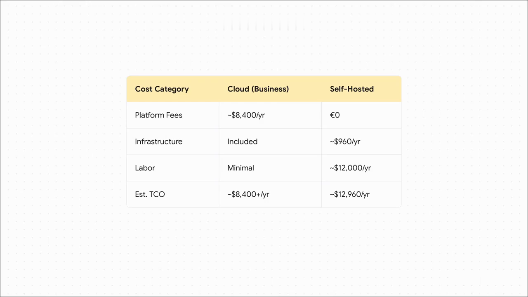When you actually lay bare the total cost of ownership side by side, it's pretty eye-opening. Pure infrastructure makes self-hosting look incredibly cheap. We're talking under $1,000 a year. But factor in just, say, 10 hours a month of DevOps labor, and that DIY route suddenly eclipses $12,000 annually. It is the classic time versus money trade-off. Sometimes paying that $8,400 for the cloud business tier is actually, straight up, the cheaper move for your business.